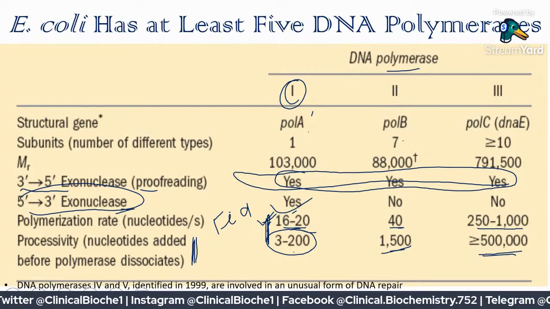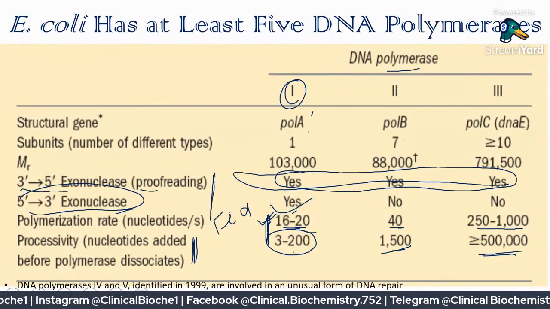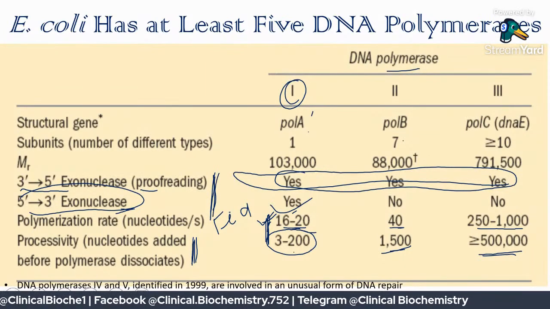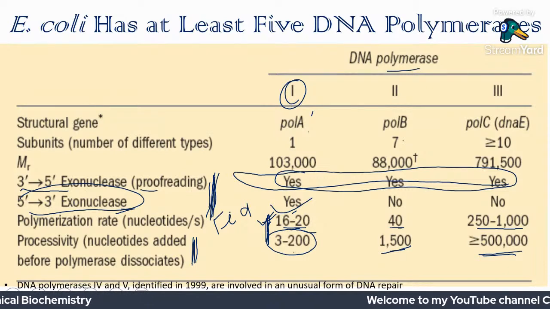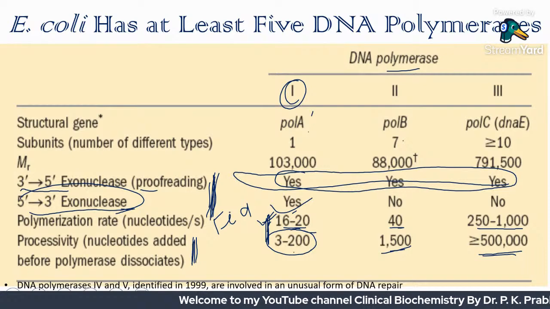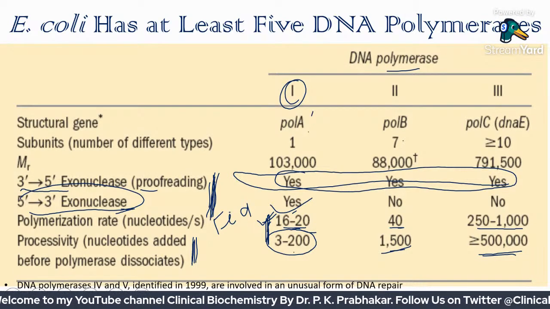Questions most of the time come on this capacity, proofreading power, exonuclease. When we talk about comparison, questions come on this. Which enzyme has proofreading capacity? Proofreading means it is 5',3' exonuclease or 3',5' exonuclease. So remember this portion.